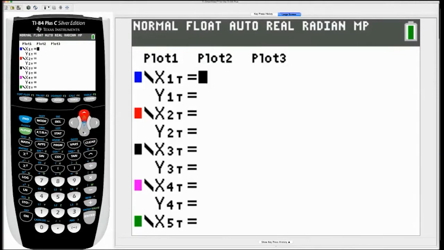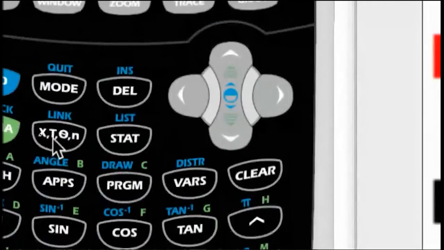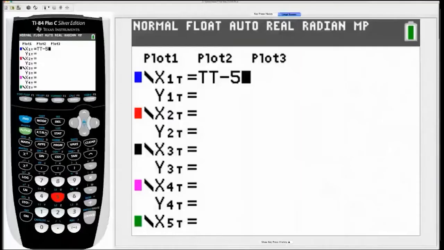And we are going to go with t squared minus 5. If you hit x, what normally spits out an x actually spits out a t, because if you look right here, it says x comma t. That t is for parametric. So we have t squared minus 5, and then for the other one, I want you to just do sine of t.